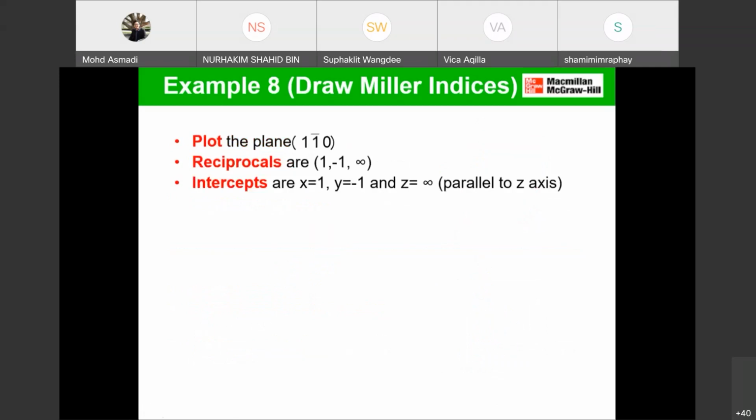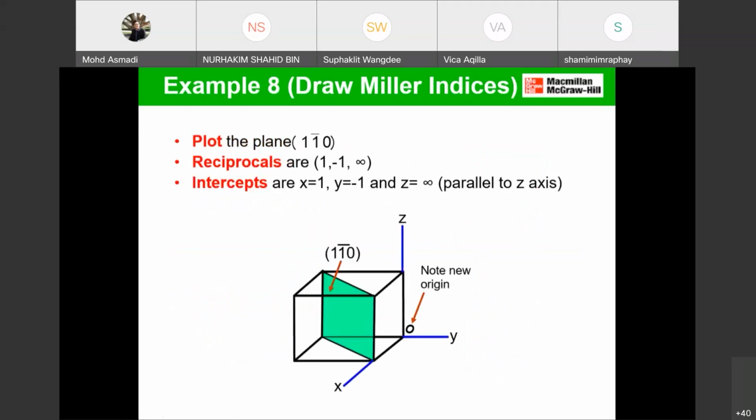This is another example. Sometimes we define a new origin because we don't want the plane to cross the origin. That's why sometimes we define a new origin. If you look at here, it is towards the negative, right? So towards this direction. Because 1, negative 1, 0, and infinity for z. But this is still the origin.